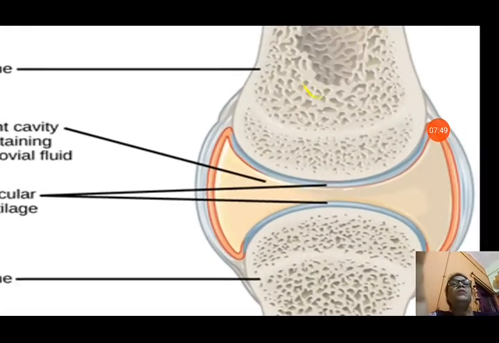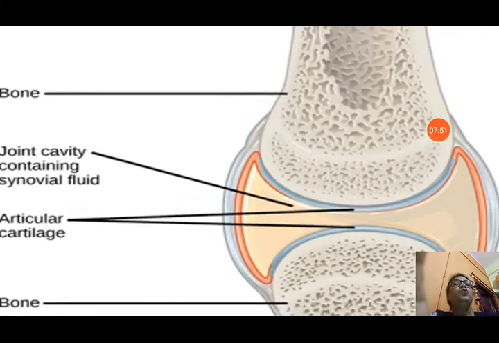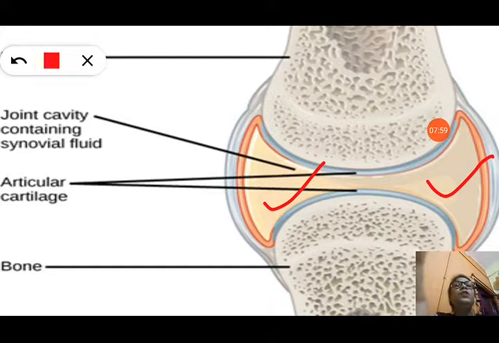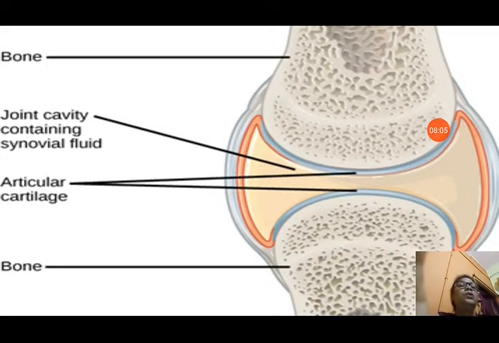You can see this picture where 2 bones are meeting. In this picture you can see that where 2 bones are meeting, the space between these 2 bones is filled with a fluid. That fluid is known as synovial fluid. It is only acting as a lubricant.